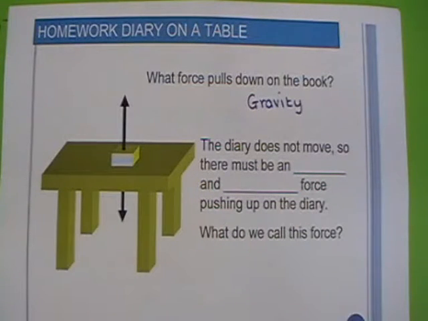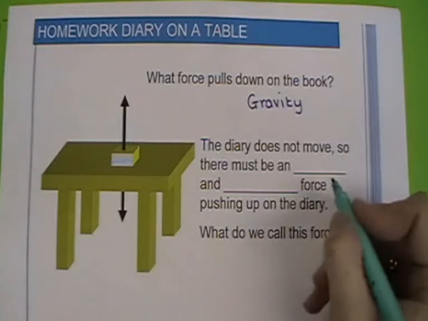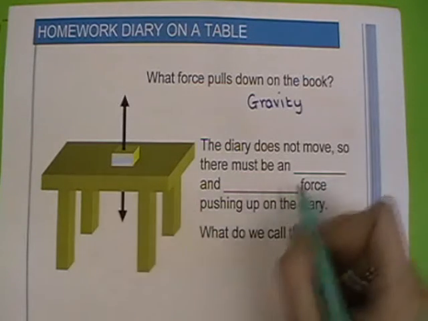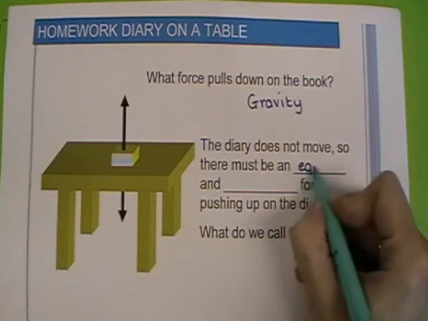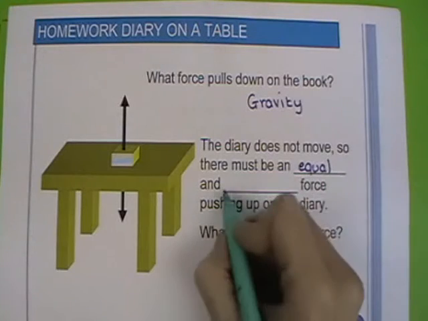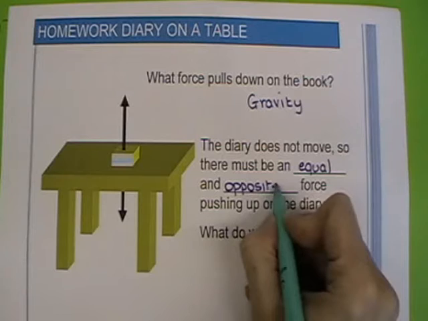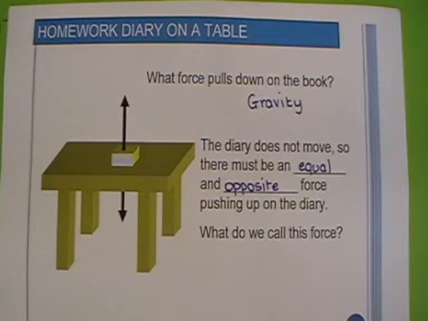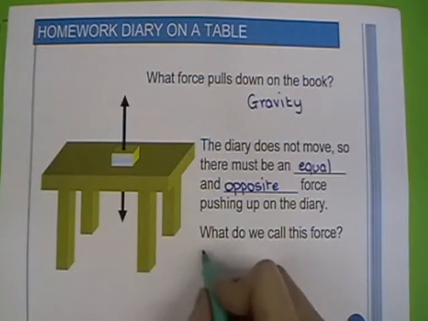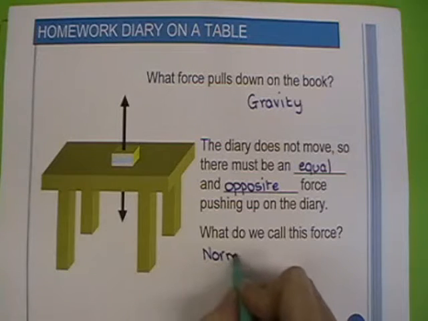The diary does not move, so there must be, well, what must there be if the diary doesn't move? There has to be an equal but opposite upwards force. So it's pushing up on the diary. Now this is a force we don't mention very often. If that force wasn't there, that diary would fall to the floor. So it must be due to the table. And it is due to the table, and it's a force which we call normal reaction force.